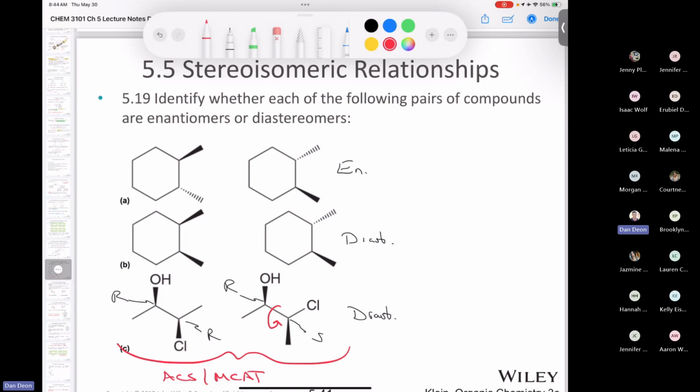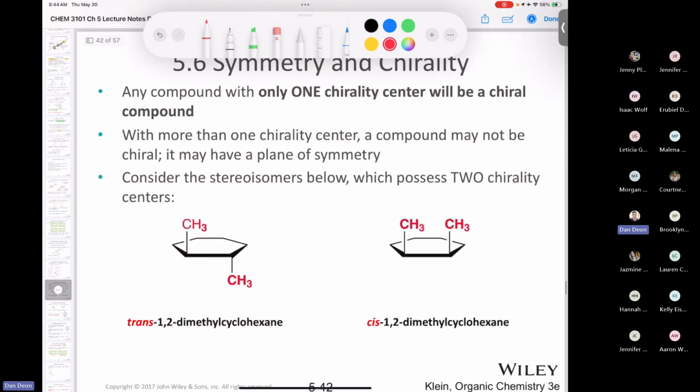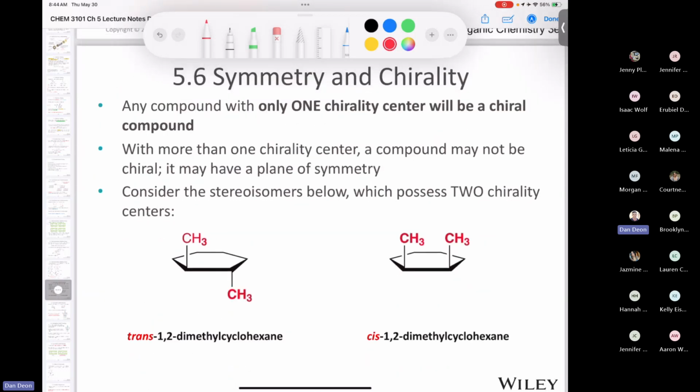Any questions about that one? Enantiomers or diastereomers? Okay. Well, it's only 8:44 in the morning. I want to show you a couple more things before we take our first break, okay? So we're going to move on to section 5.6, which deals with symmetry and chirality.